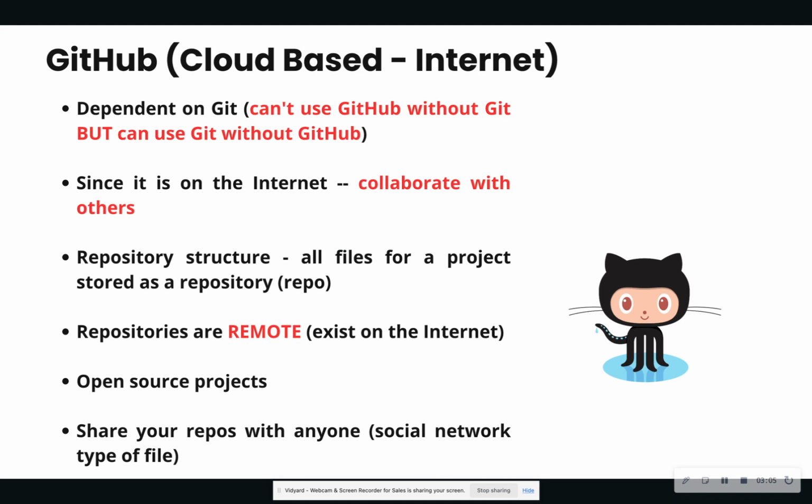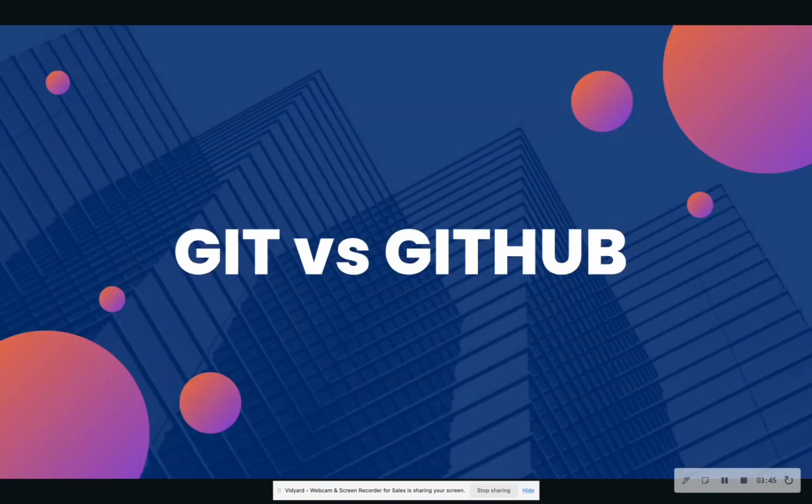So how does it relate to GitHub? You can't have GitHub without Git. GitHub is dependent on Git, and it's on the internet, and it allows you to collaborate with others. So it allows me to share my notebooks with you all so you can follow along with the modules. If you're working on a company project, it's going to allow you to all collaborate with each other, see each other's code, approve changes to code, things of that nature. GitHub is remote. It's on the internet, and it also houses open source projects, and you're able to share your repos with anyone. So it's like a social networking for software engineers, developers, data scientists, and other tech professionals.